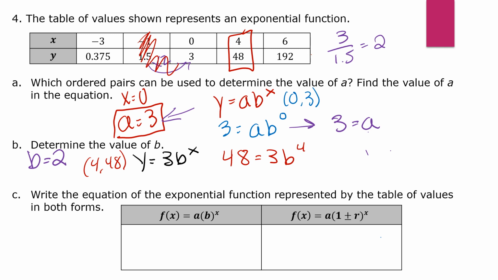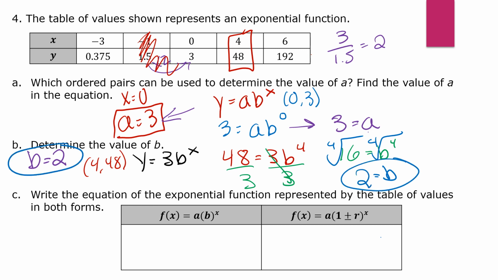Then I could solve for B. To get B by itself, divide both sides by 3. So 48 divided by 3 is 16, and that equals B to the 4th power. Then we would take the 4th root to get rid of the exponent. So B equals the 4th root of 16, which is 2. So we get the same answer.